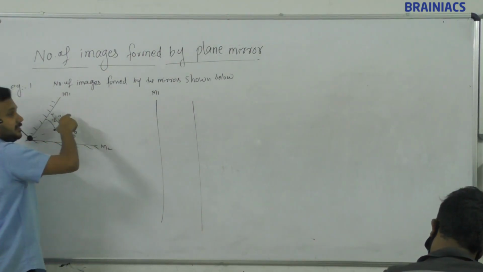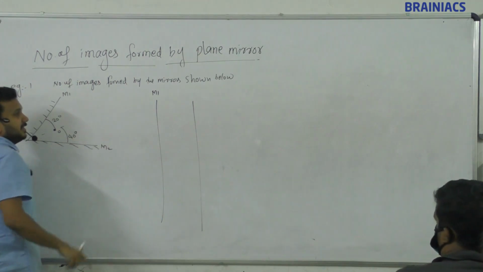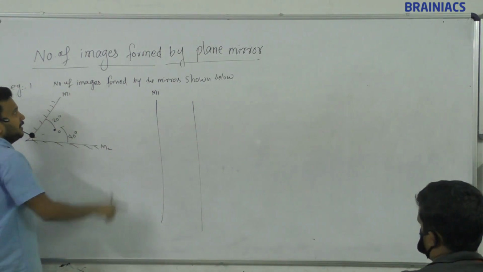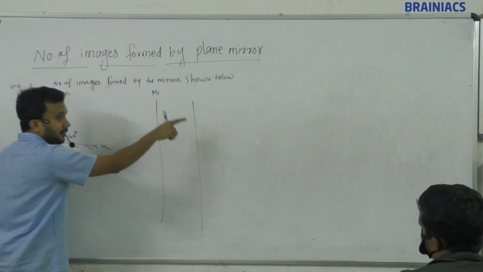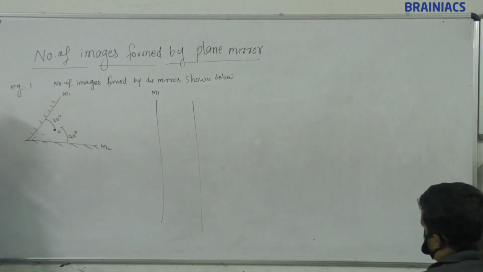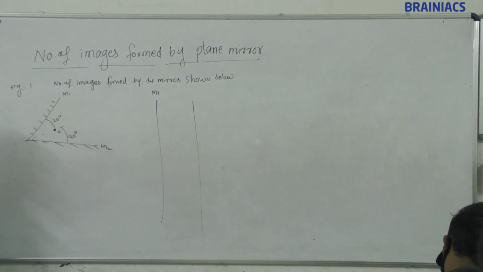This is a question which was asked in this year's JEE Main, but the question is very specific. Number of images formed by the mirror M1. Not the total images. For total images we have some shortcut formula, right? No, we are not relying on the formula. Some 360 by theta degree.